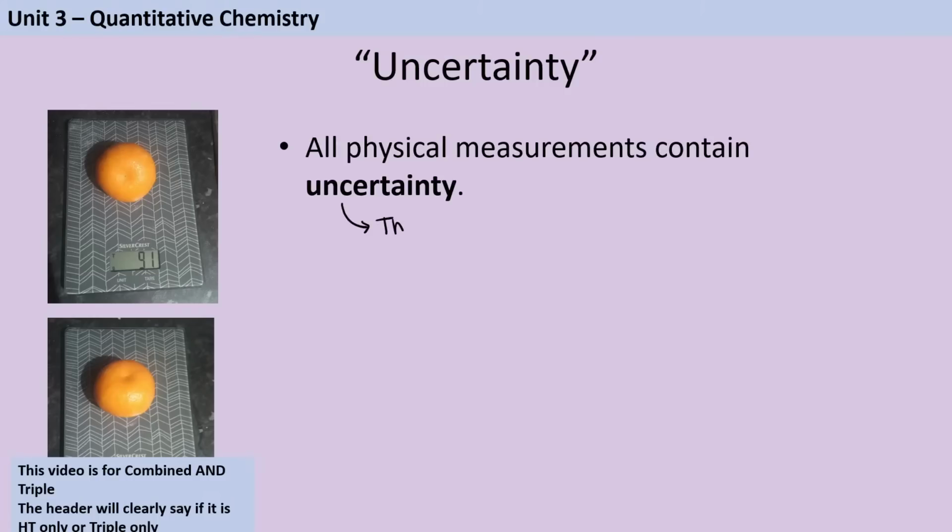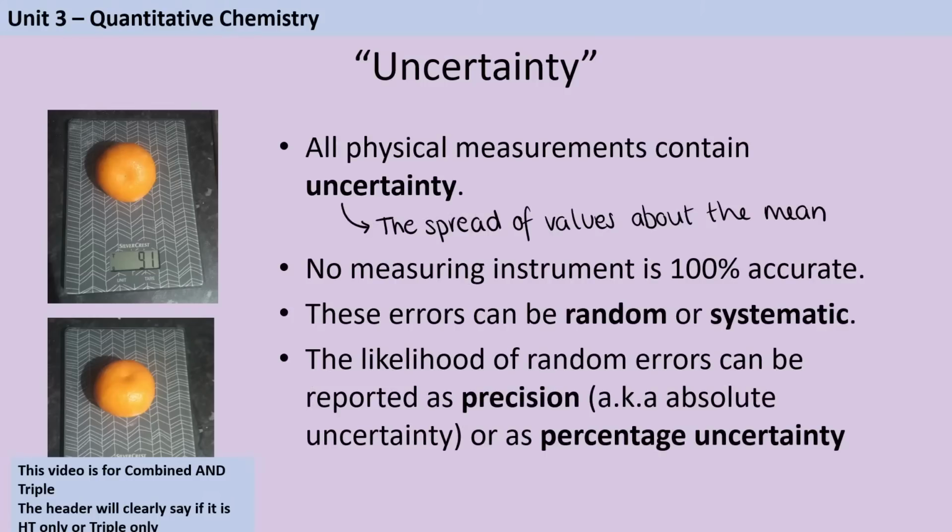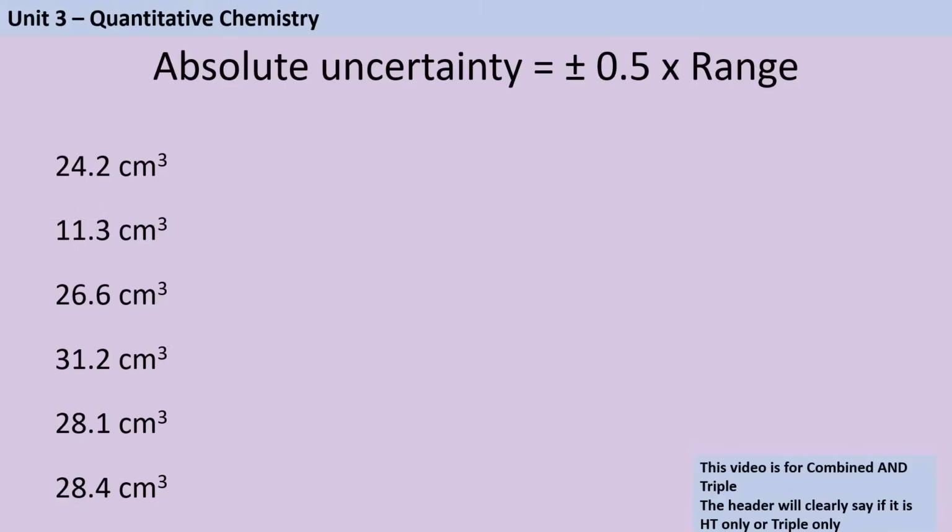So we can report how likely it is that there's sort of a mistake as something we call precision or as percentage uncertainty. But for today, we're just going to worry about the precision. So for this lot, I would cross out 11.3.